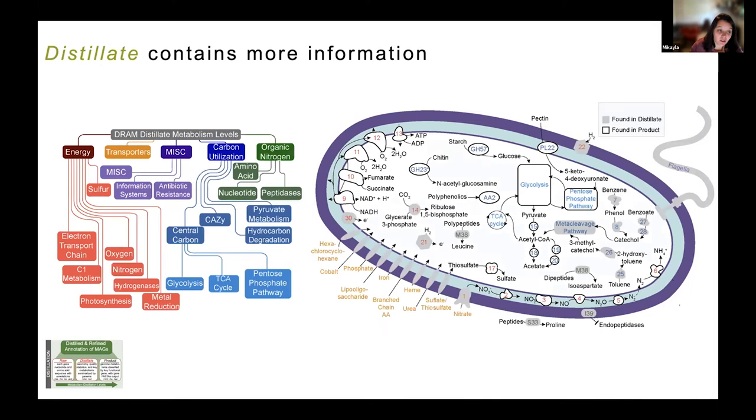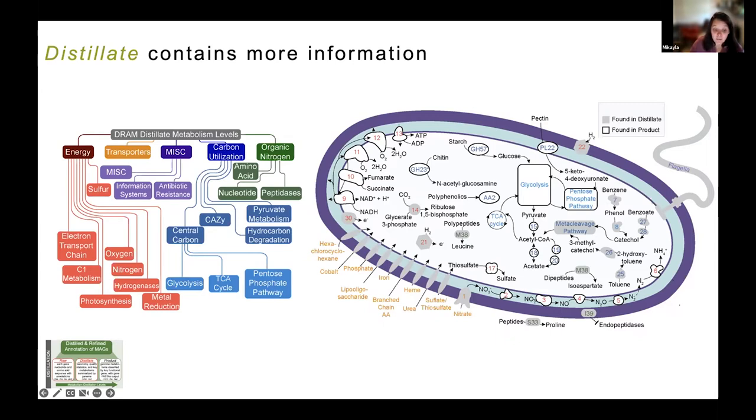We can then go one level up. And so this is the distillate. And so remember, we're working our way backwards. So product is most refined, distillate is the next level up. And so this little figure here is showing you what is present in the distillate. And so DRAM takes all of the raw annotations and then outputs a summary at each of these levels. So you get an energy summary, a transporter summary, a miscellaneous summary, a carbon summary, and then an organic nitrogen summary. And then within each of those, they're classified even further. And so that is what you can find in the distillate.